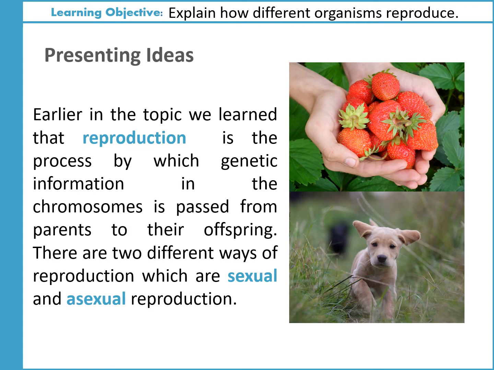So earlier in the topic, we spent some time learning about the differences between sexual and asexual reproduction, reminding yourself that sexual reproduction involves different genetic material from each of the two parents to be passed on to the offspring, whereas asexual reproduction is where a single parent passes their entire genome onto the offspring.